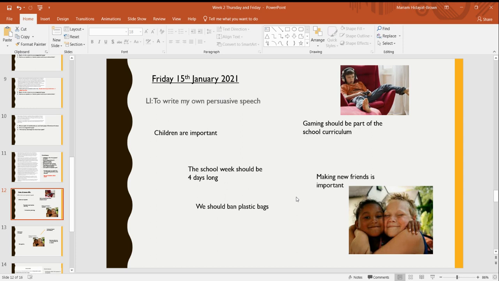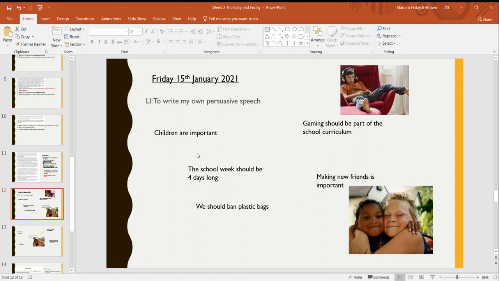Hi, everybody, and welcome to our last lesson for week 2. And this week we have been focusing on writing persuasive speeches. Today you are going to write your own persuasive speech based on a topic of your choice. And I have highlighted some examples that you might want to use.